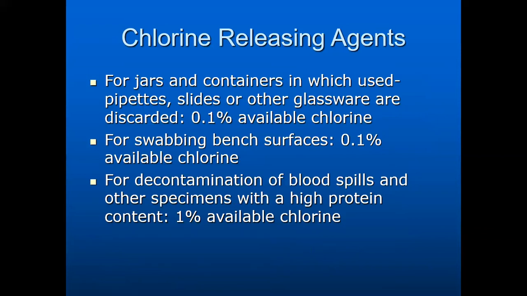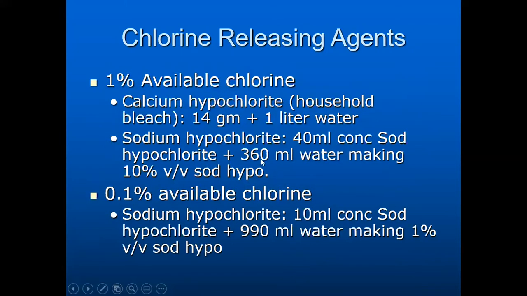This is about concentration of chlorine releasing agents. For jars and containers in which used pipettes, slides, or other glassware are discarded, 0.1% available chlorine is used. For swabbing bench surfaces, 0.1% available chlorine is used, and for decontamination of blood spill and other specimen with high protein content, 1% available chlorine reagent is used. This is the formula to make 1% available chlorine and 0.1% available chlorine. This is based on the assumption that the sodium hypochlorite solution available is of 10%.